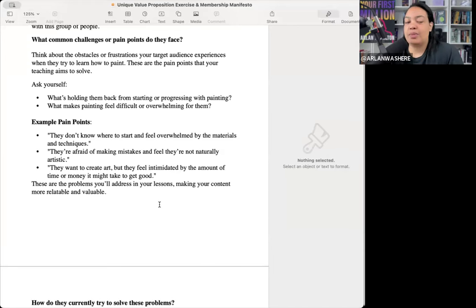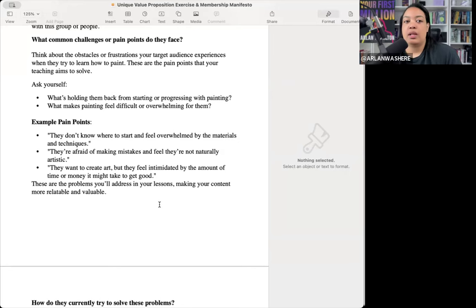So think about the obstacles and the frustrations that your target audience experiences when they try to learn how to paint, for instance. These are the pain points that your teaching aims to solve. So you ask yourself, what's holding them back? And again, replace painting with whatever you're thinking of right now. What's holding them back from starting or progressing? What makes the thing feel difficult or overwhelming for them?